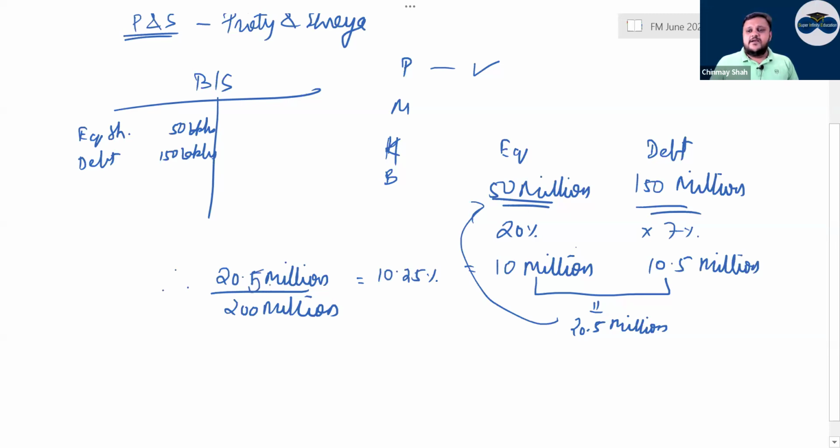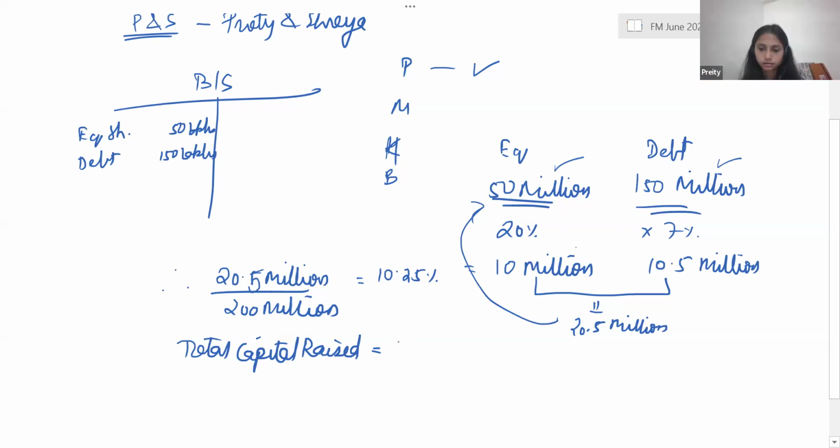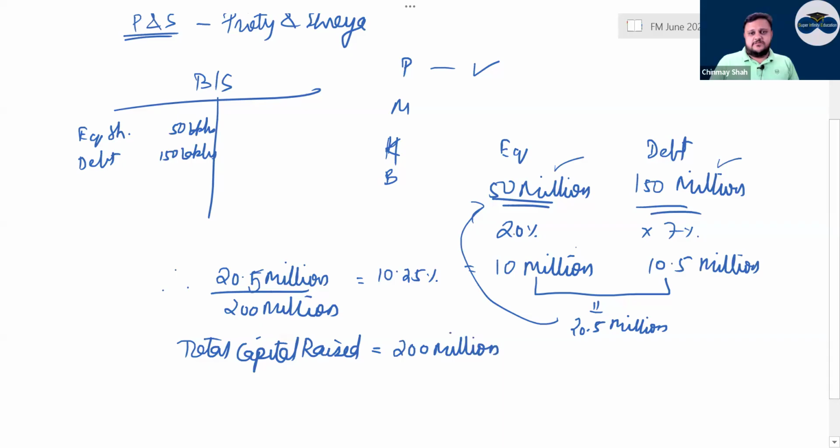Makes sense? Now, how to derive the WACC formula. Could I write all this in this way? Out of the total capital, how much is the total capital raised? Your 50 million from your own pocket, 150 million from debt. So how much is the total capital raised? 200 million, right?